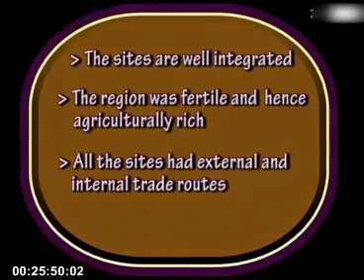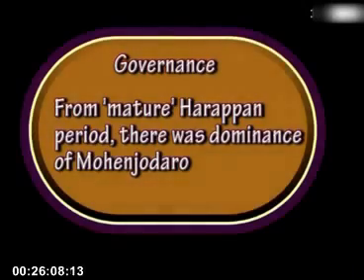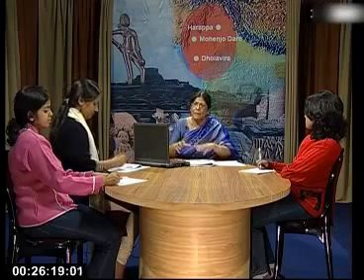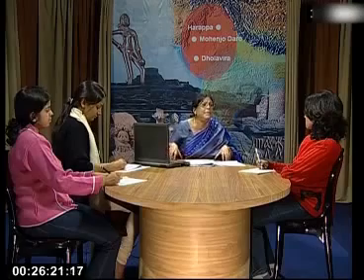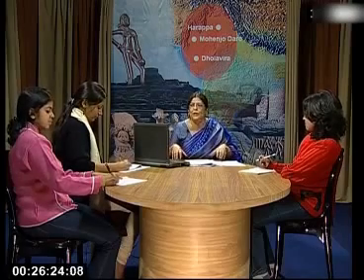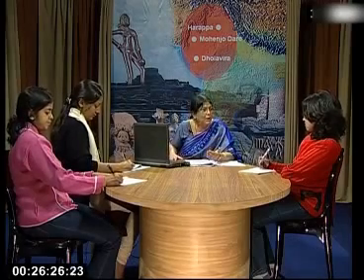Now, if we come to the question of state formation, like what kind of government did the Indus cities have, we have to conclude that beginning from the time of the mature Harappan phase, we witness the dominance of Mohenjo-daro to some extent. That is, prior to 2500 BC, maybe all these cities were autonomous city-states. They were not politically dominated by any particular power.